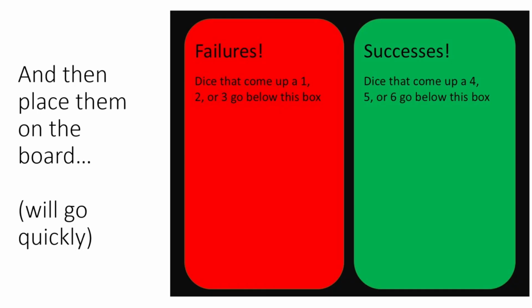Then you would place them on the board. If you have one, this will help things go quickly. If there's a failure, 1, 2, or 3, it goes in the red. Success, 4, 5, or 6, it goes in the green. That makes things go really quickly.